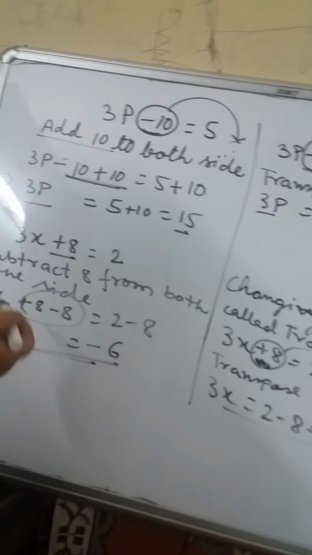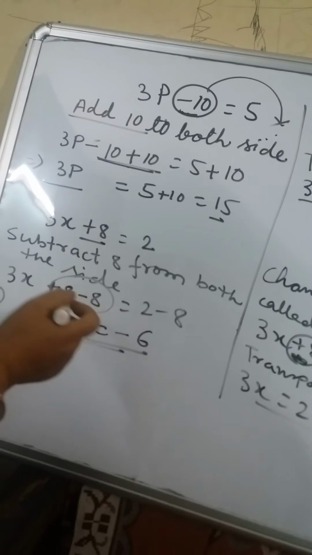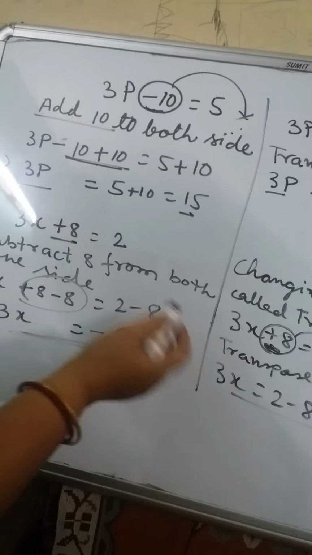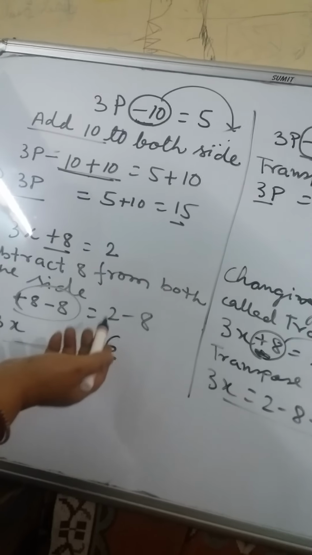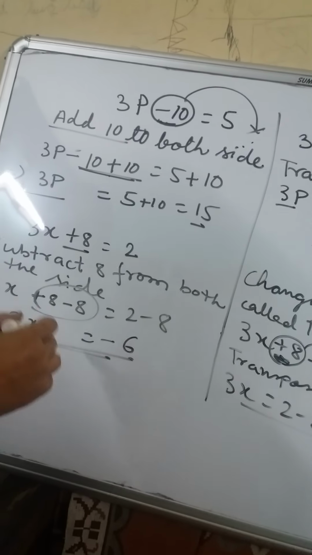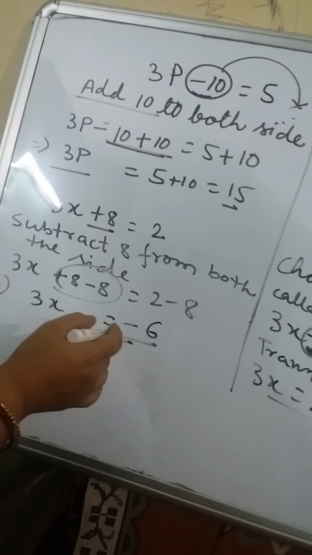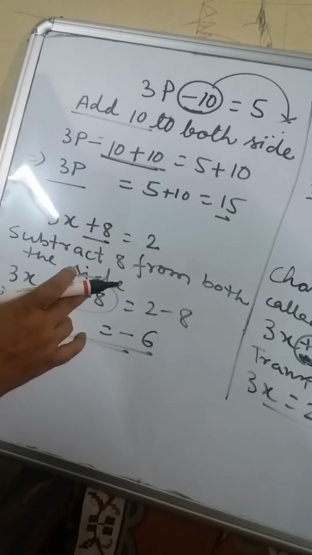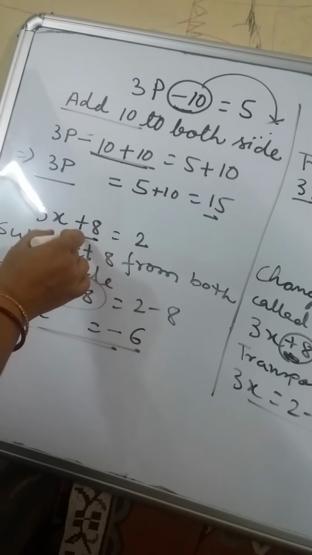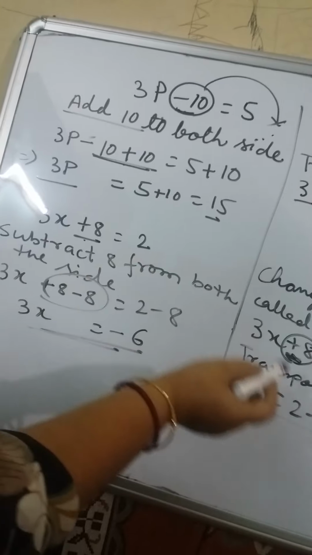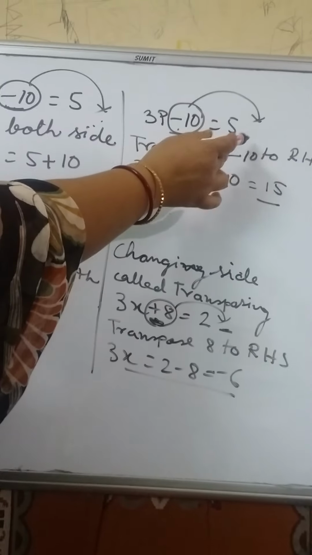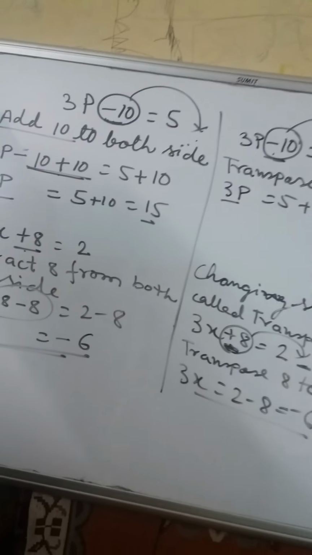So we can see that transposing a number is the same as adding or subtracting the number from both the sides. In doing so, you have to remember the sign of the number has to be changed. If it is plus, it will be minus. When it is minus, it will be plus.